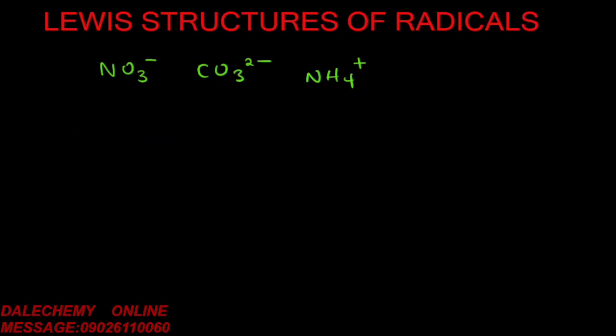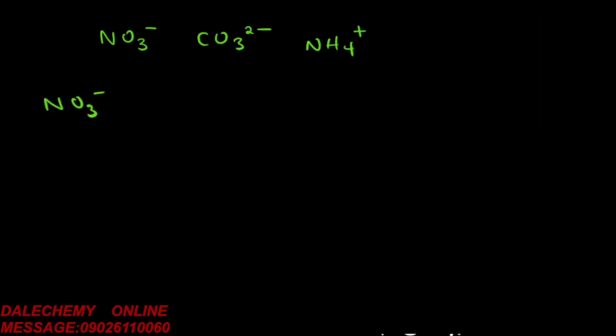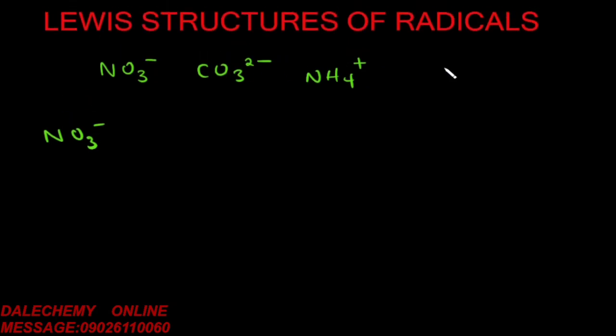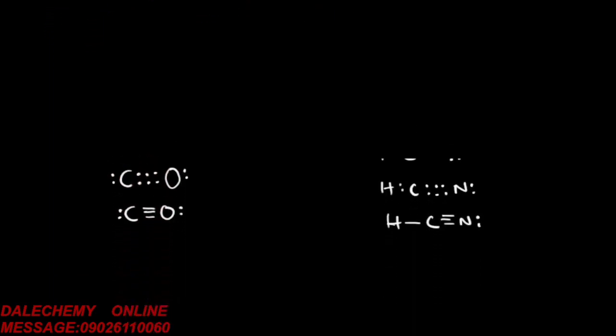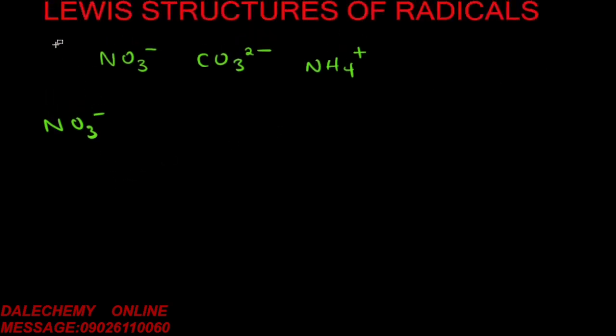Now let's start with NO3 minus. The only difference here, and the reason we have to consider the Lewis structure of radicals separately, is that the way you count the electrons is different. Radicals will have charge, and if they have charge, it is telling you something about the electron count.